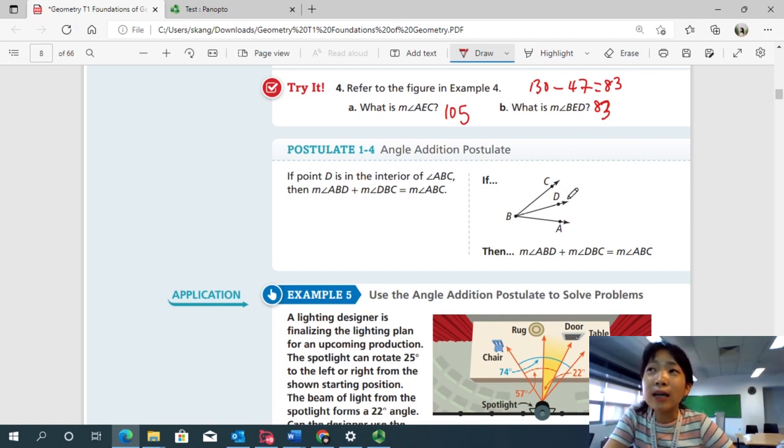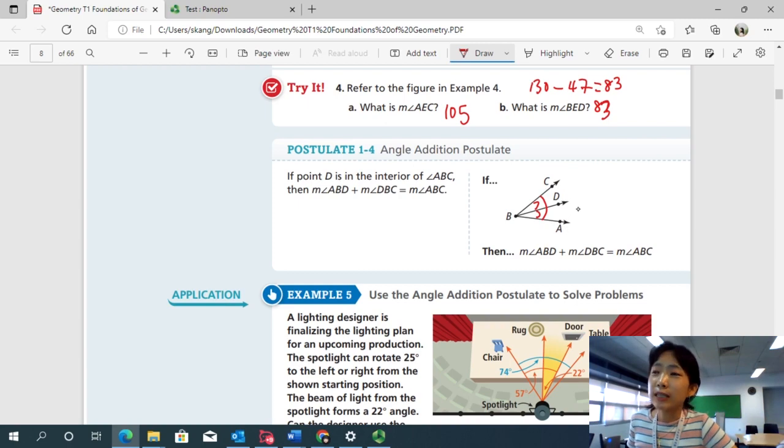Basically, if your angle is divided into two parts by another ray, then the parts of the angle will add up to the original, bigger angle, okay? So if you have a ray that is inside the angle ABC, then if you add these two angles, it will be equal to the angle measure of ABC, okay?